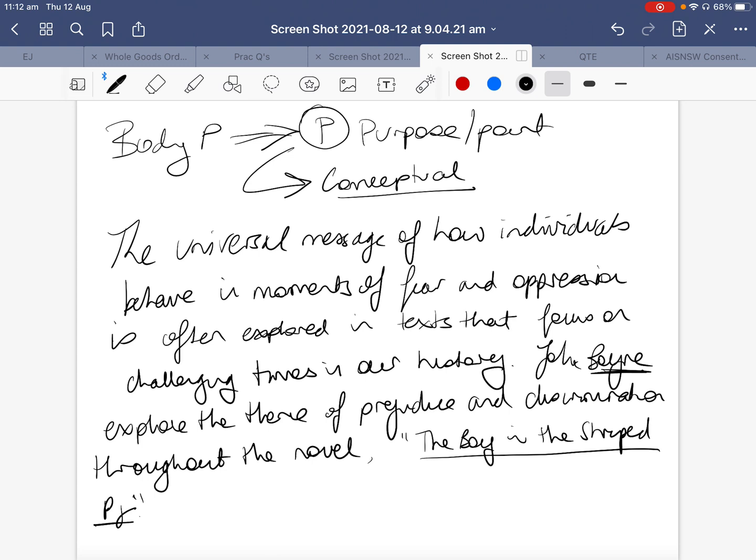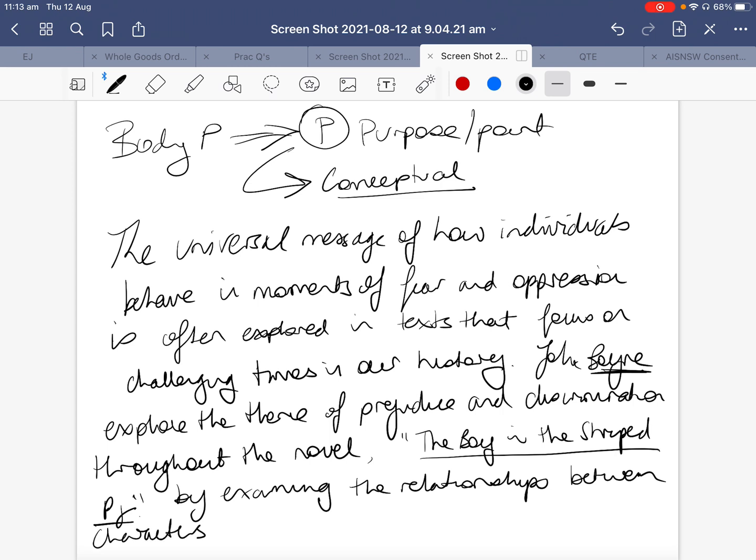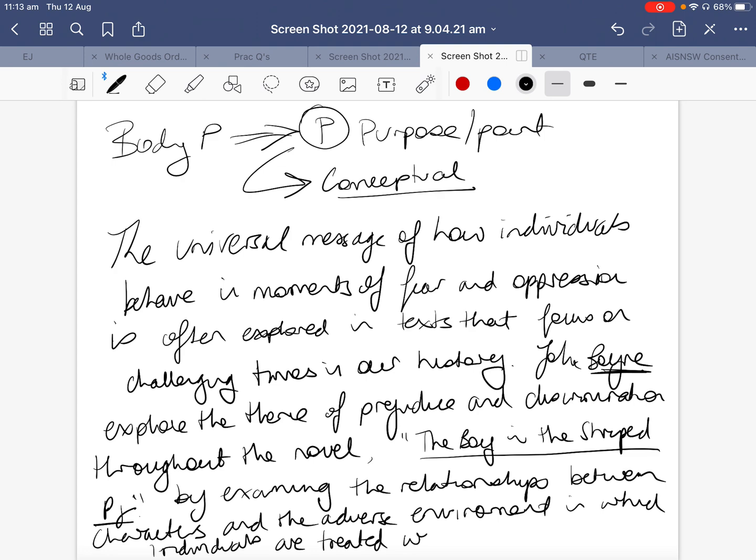John Boyne explores the theme of prejudice throughout his novel The Boy in the Striped Pajamas by examining the relationships between characters and the adverse environment in which individuals are treated with contempt. Okay, another word for hatred.